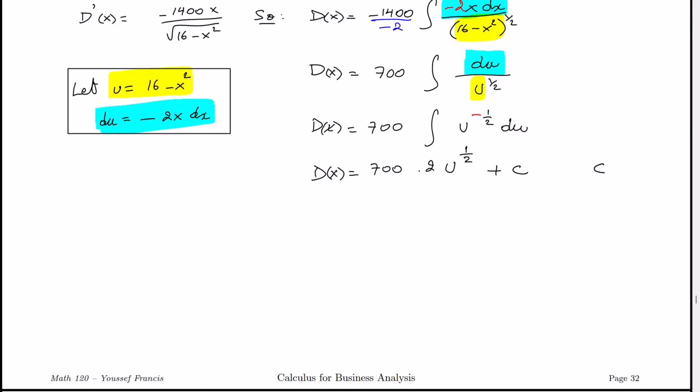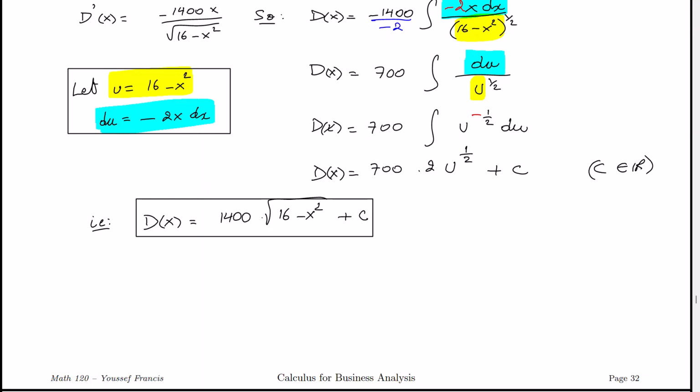And so we add the plus c because of the constant of integration. In other terms, i.e. that demand function is 700 times 2, which is really 1400. And we've got u, which is 16 minus x squared, raised to the power of 1/2. That's the same thing as saying take the square root of 16 minus x squared, plus c. So this is the answer.